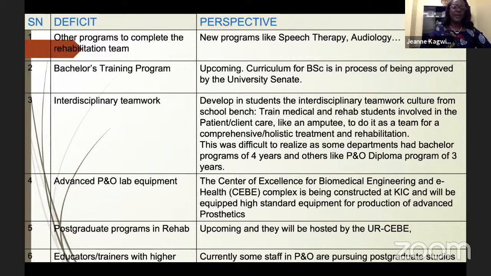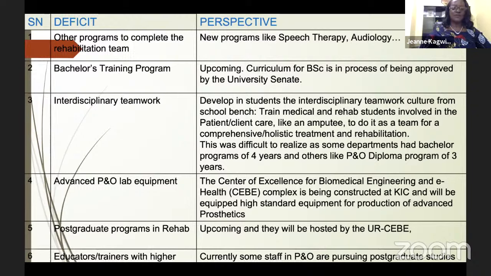So the Center of Excellence for Biomedical Engineering, e-health and rehabilitation is being developed, and we are going to construct the center at Kigali Economic Zone, very well equipped, with a more advanced prosthetics and orthopedic laboratory.